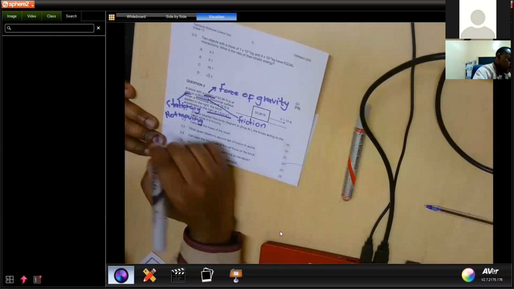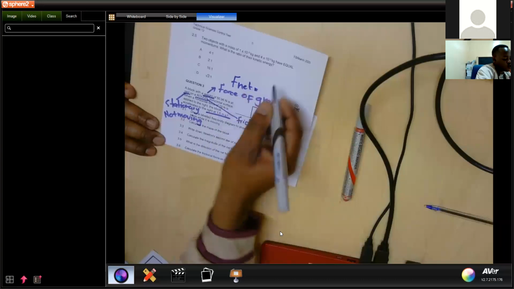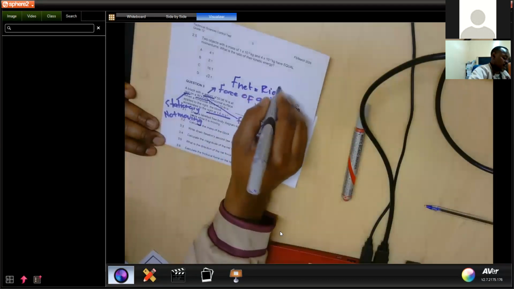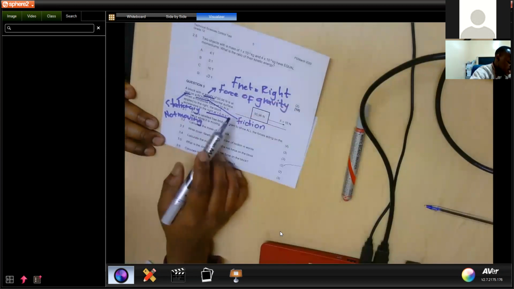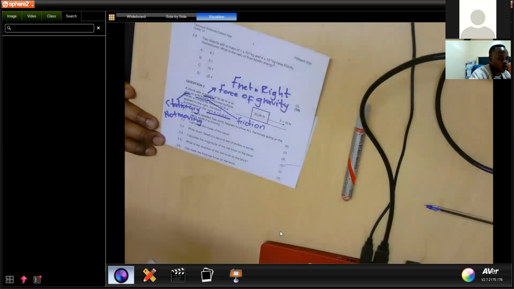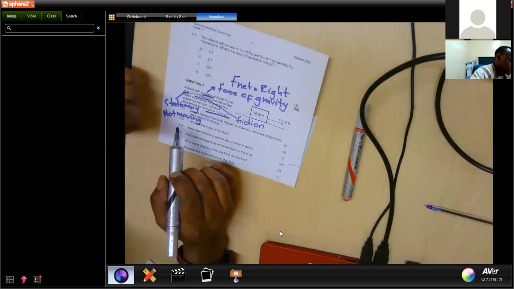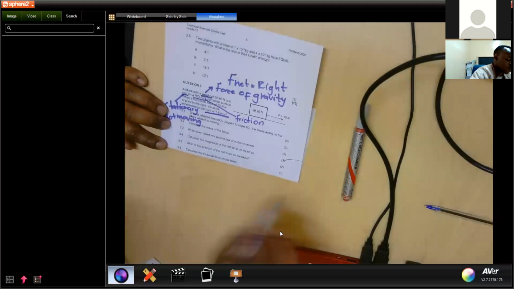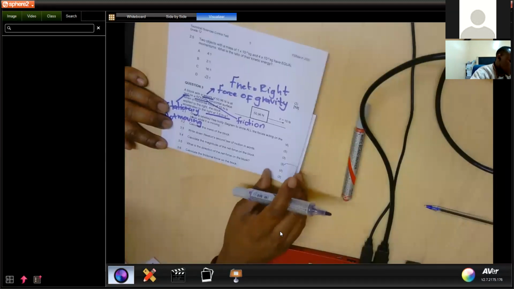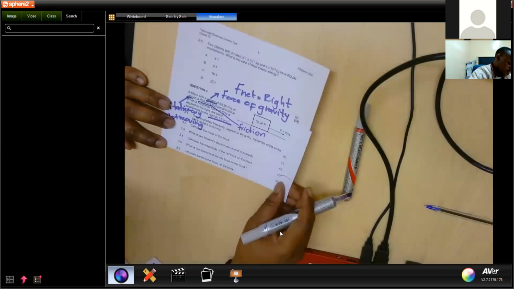Automatically, that tells me the net force is also to the right. Why do I know the net force is to the right? Because the acceleration is to the right. And Newton's second law of motion tells me that when a net force acts on an object, the object will accelerate in the direction of the net force. So net force and acceleration will have the same direction.